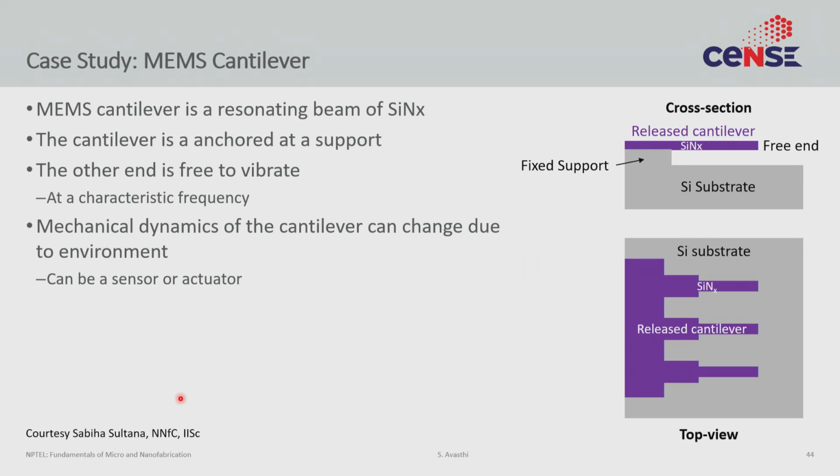With that, let me put all of this together into an example. The example we shall discuss is how to make a MEMS cantilever. Because this is a MEMS cantilever, it involves both etching, wet and dry, and both anisotropic as well as isotropic etching. So it encompasses a few of the things that we have discussed in etching.